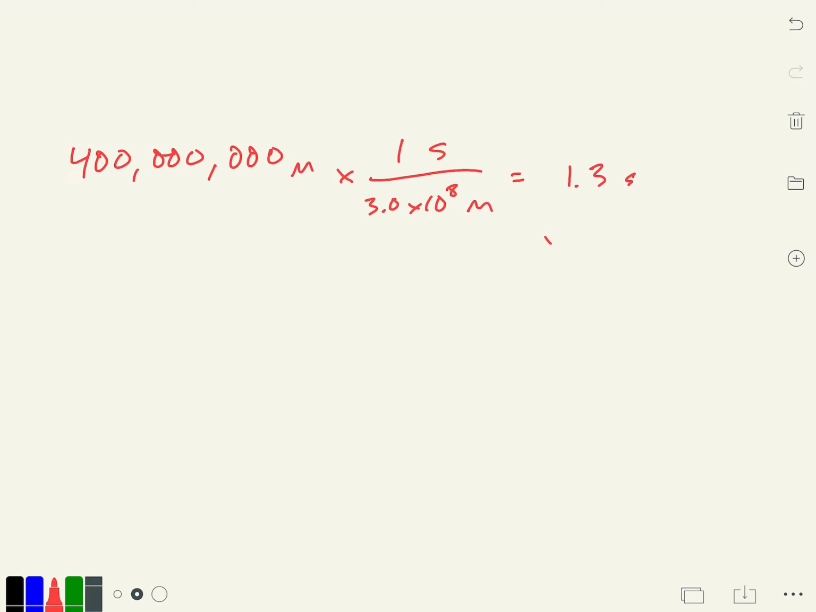So a little under 2 seconds, probably a lot under 2 seconds, depending on your idea of a little or a lot. But under 3 seconds is what it took for the light to get there and back. So yeah, that's just another version of this type of problem.